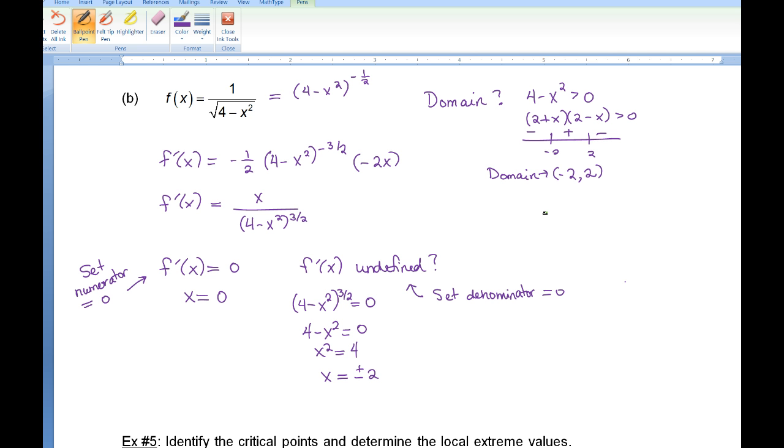So these are the critical points that we came up with, but one of the important parts is that we have to make sure that the critical point is in the domain. Is 0 in the domain? Okay, so this is a critical point. But what about plus or minus 2? No. Right, so not a critical point, because it's not in the domain.